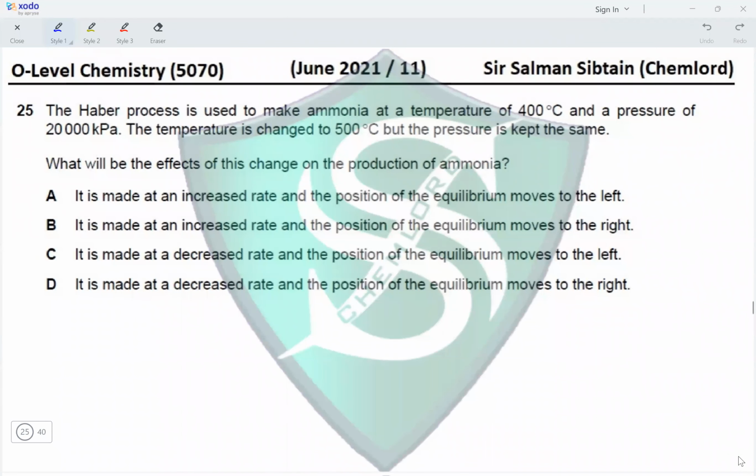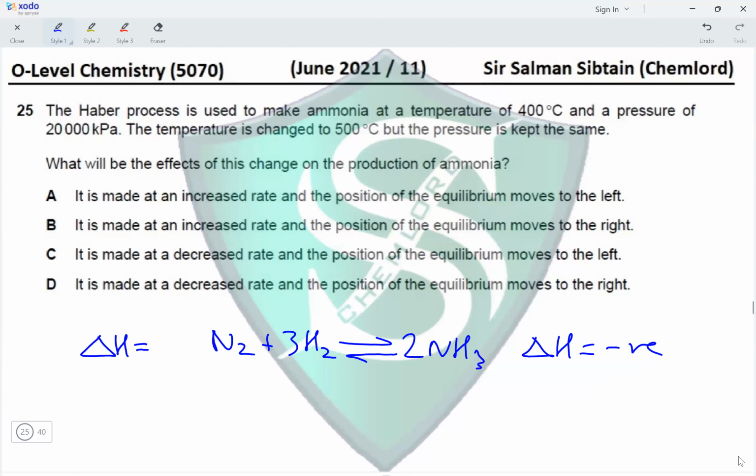Question 25. The Haber's process is used to make ammonia at a temperature of 400 degrees Celsius and a pressure of 20,000 kilopascals. The temperature is changed to 500 degrees Celsius and the pressure is kept the same. What will be the effect of this change on the production of ammonia? So now ammonia is formed in the Haber process with the reaction N2 plus 3H2 gives 2NH3. The forward reaction is exothermic and the backward reaction is endothermic.